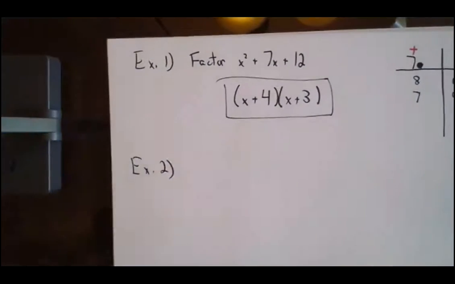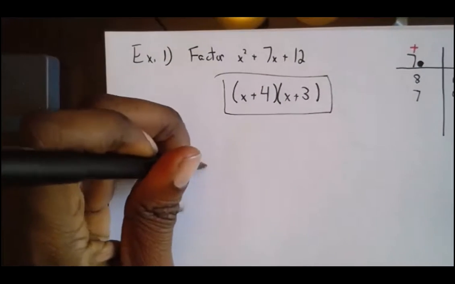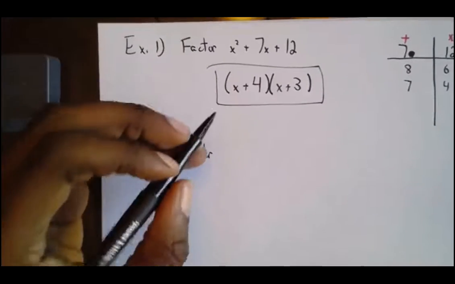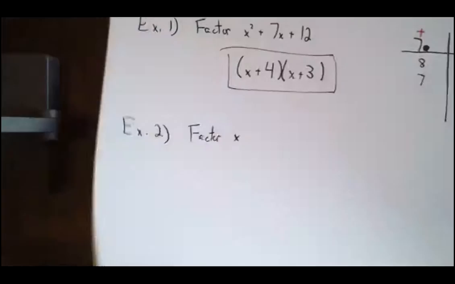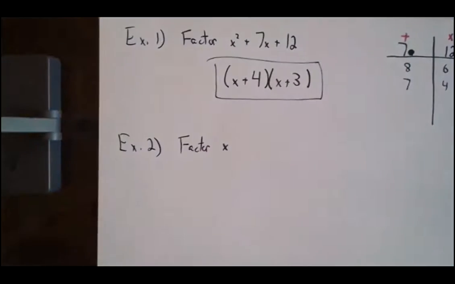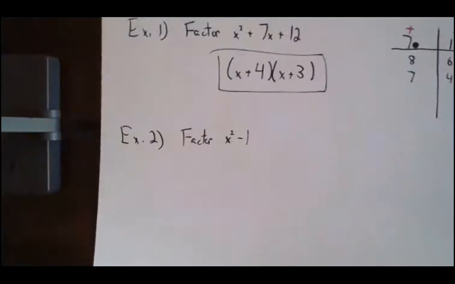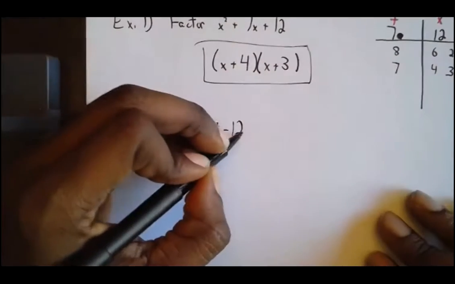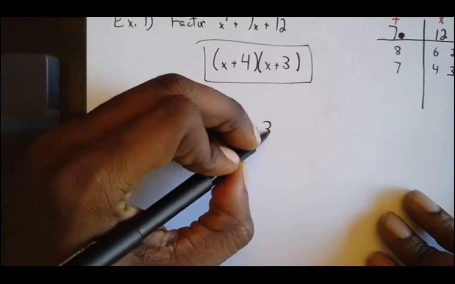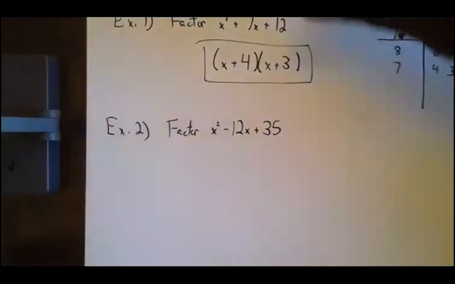Let's go to the next one. Factor x squared minus 12x plus 35, is it? Yeah. Okay.